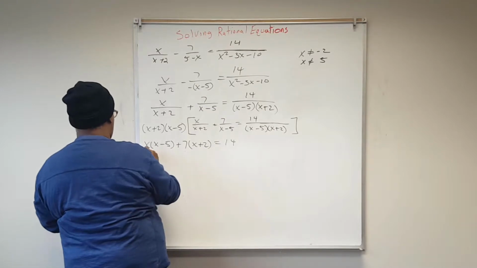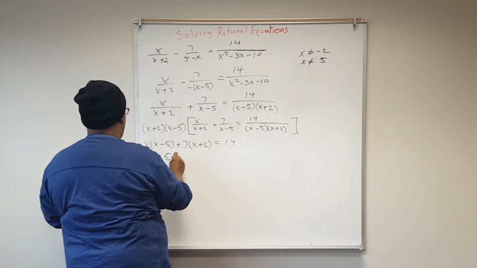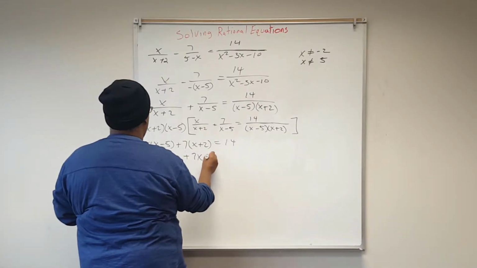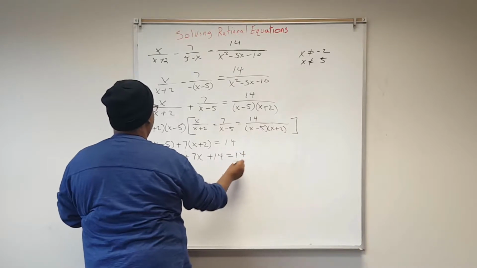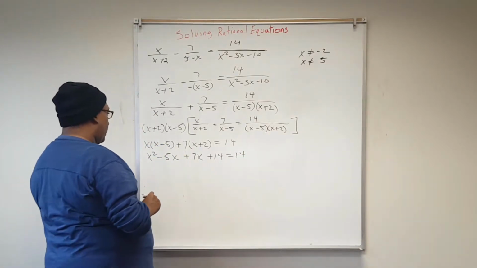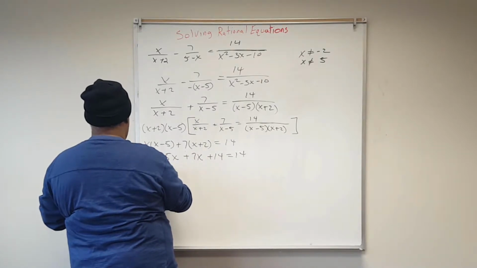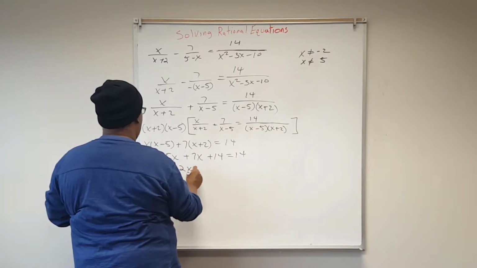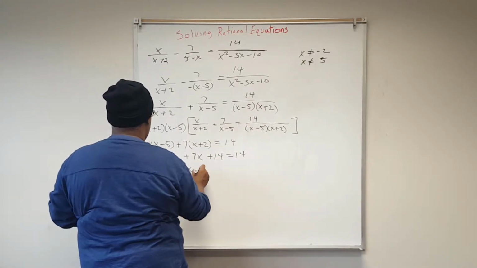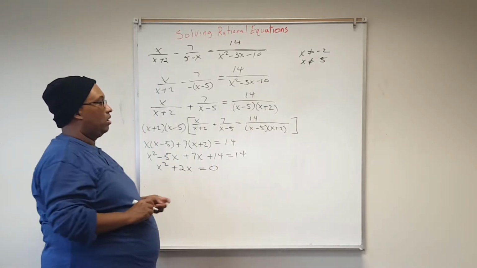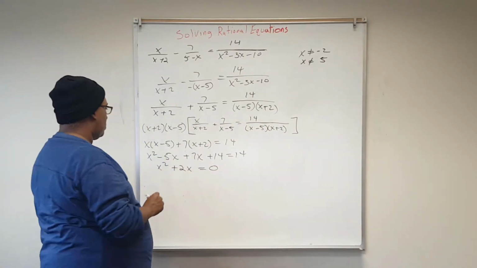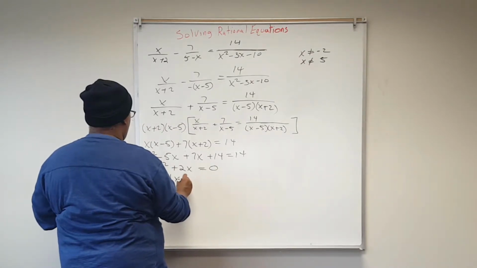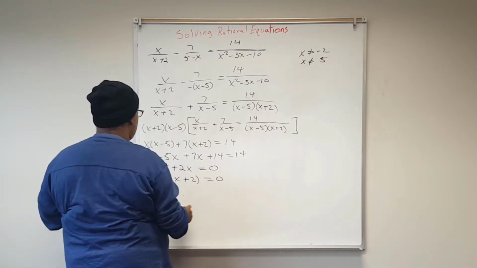Now we just distribute, we get x squared minus 5x plus 7x plus 14 equals 14. Combining like terms, we get x squared plus 2x. Moving the 14 over, it cancels with this 14, equals 0. These two cancel out. Here we can factor x out, and we get x times x plus 2 equals 0.